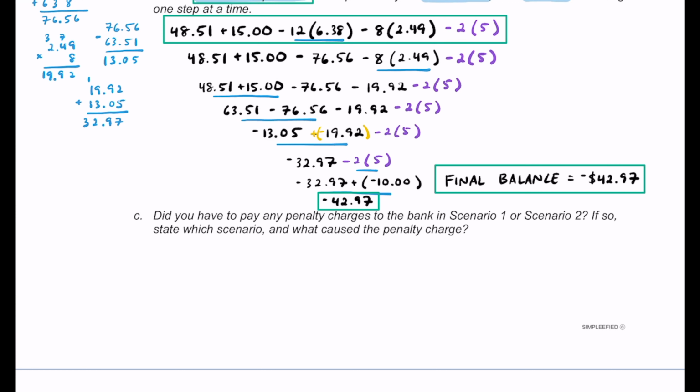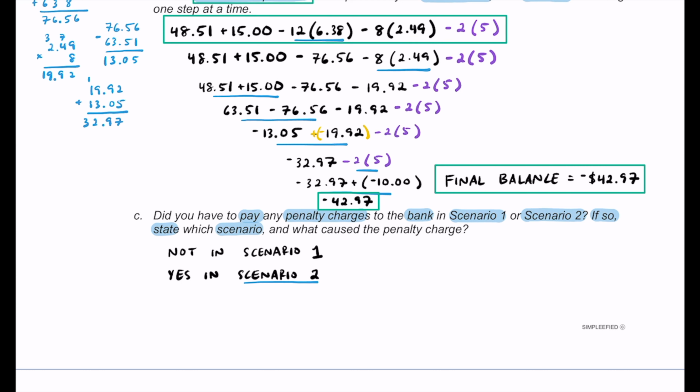This question is basically asking, did we have to pay any of these penalty charges in the bank in scenario 1 or in scenario 2? So in scenario 1, we said no, so we can say not in scenario 1. But what about scenario 2? We can say yes, right? Yes in scenario 2. We kind of just answered this next part. It says, if so, state which scenario. So the scenario is going to be scenario number 2.